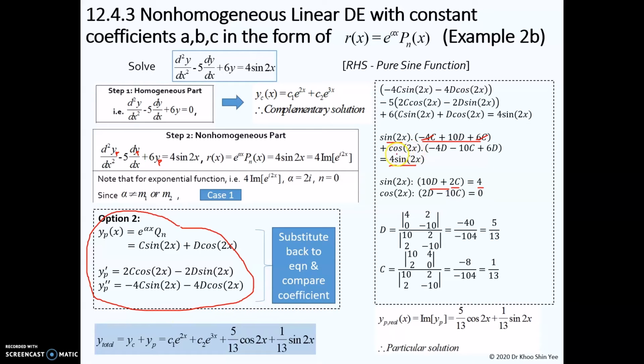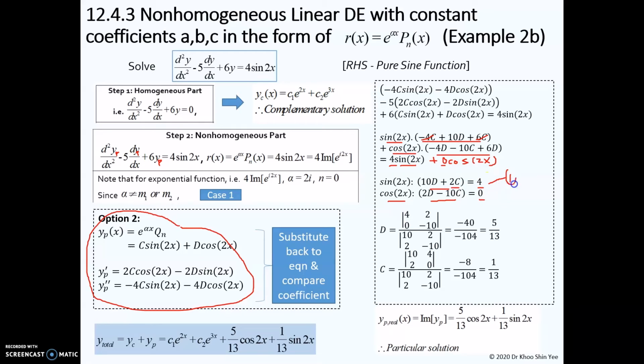We continue to compare the coefficient for the cos 2x. So this is the coefficient on the left hand side. On the right hand side, you have nothing, therefore it is treated as 0 multiplied with your cos 2x to give 0 answer on the right hand side. Therefore, the coefficient is equal to 0.